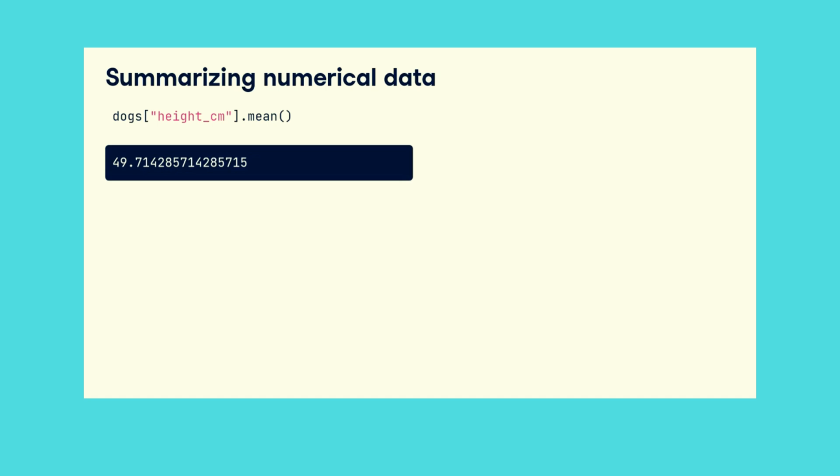You can calculate the mean of a column by selecting the column with square brackets and calling .mean. There are lots of other summary statistics that you can compute on columns, like median and mode, minimum and maximum, and variance and standard deviation. You can also take sums and calculate quantiles.